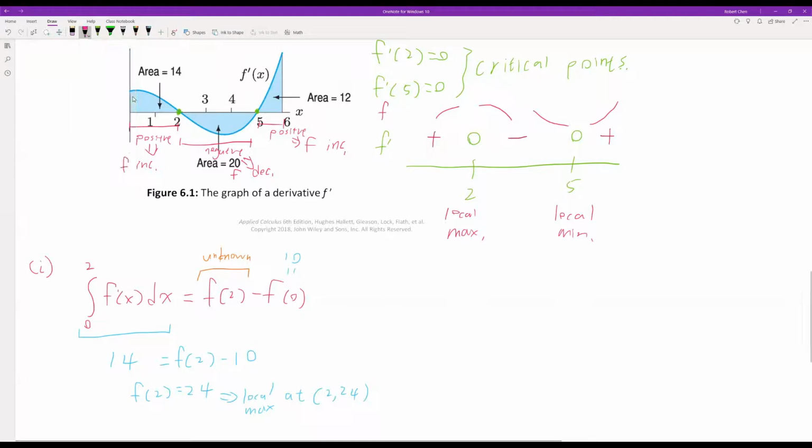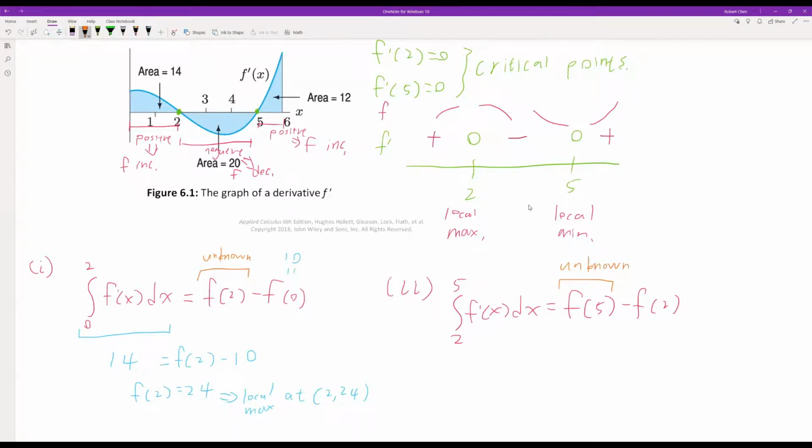All right, now let's look at the second part, which is we want to figure out what the local minimum is. So we want to find out the value for the local minimum, which is when x is equal to 5. To do that, we're going to do the same thing. We're going to take the integral from 2 to 5. Now, we're doing 2 to 5 because we actually know the area under the curve for x between 2 and 5. So the integral of f prime of x dx is equal to f of 5 minus f of 2. And again, the only unknown here is f of 5. We found f of 2 from part 1, which is 24.